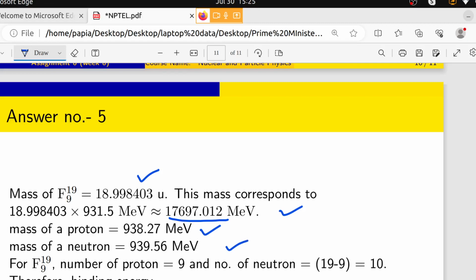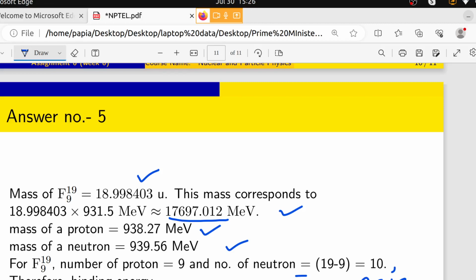Now coming to the other information they have given: the mass of proton is this one, the mass of neutron is this one. As the mass of proton and mass of neutron are already given in MeV, we don't need to convert anything. As I already mentioned, for fluorine 919, the number of protons is 9, the number of neutrons is 10, and here you can write A equals 19.